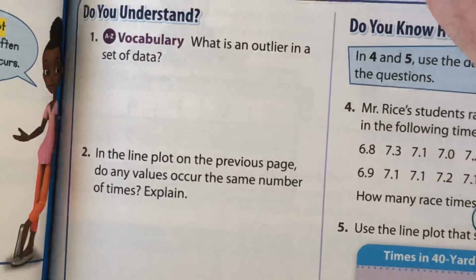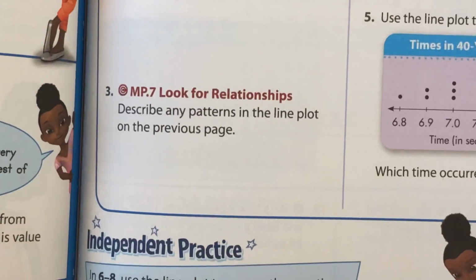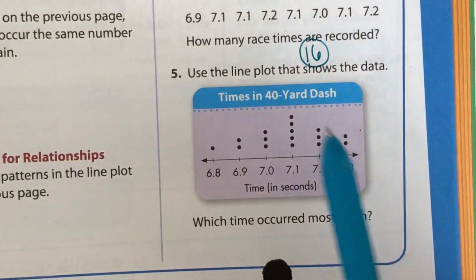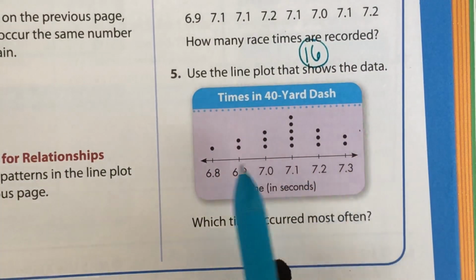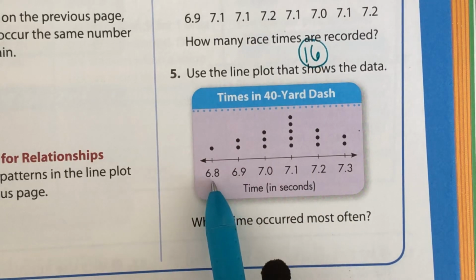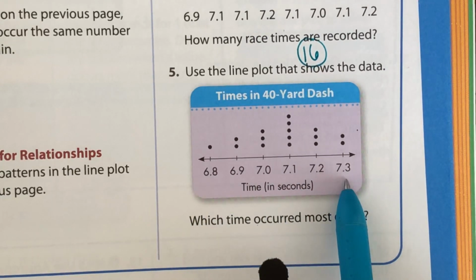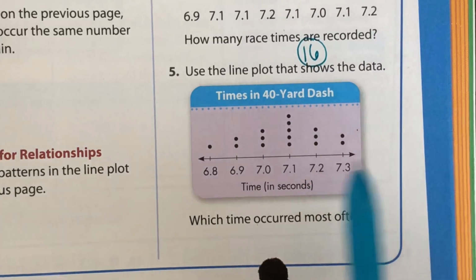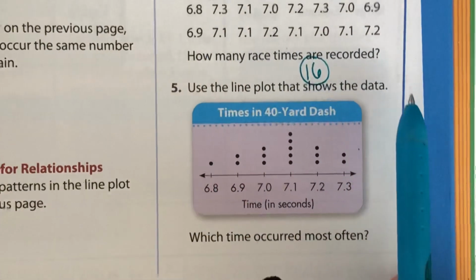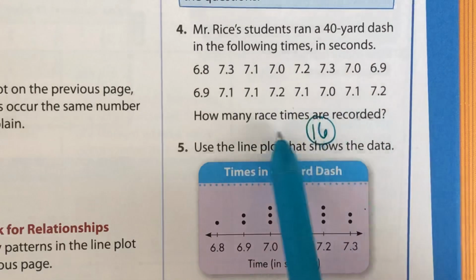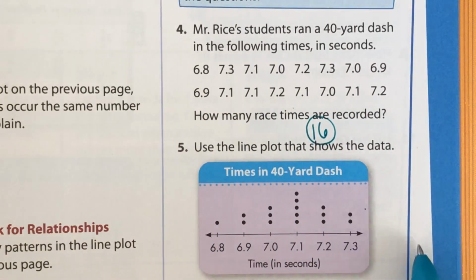So look, you can see for number 5, they organized it in a line plot. The line plot ranges from 6 8/10 to 7 3/10. They didn't extend it any longer because none of those times were before 6 8/10 or after 7 3/10. You can see they just counted by a tenth: 6 8/10, 6 9/10, 7, 7 1/10, 7 2/10, 7 3/10 seconds.